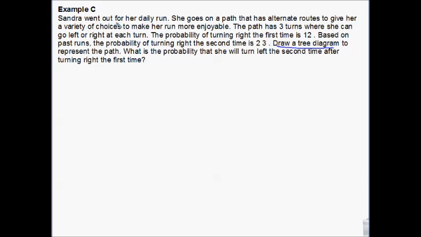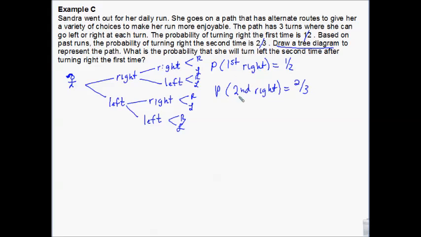I am going to draw a tree diagram quickly. Okay, so Sandra goes out for her daily run and she goes down a path that has alternate routes to give her a variety of choices to make her run more enjoyable. She can go 3 turns where she can go left or right, and the probability of turning right the first time is 1/2, and the probability of turning right the second time is 2/3. You can't have a probability of 12; it can only go up to 1. Okay, so we're going to draw a tree diagram to represent the path, and so the probability of the first right was 1/2. The probability of the second right was 2/3.